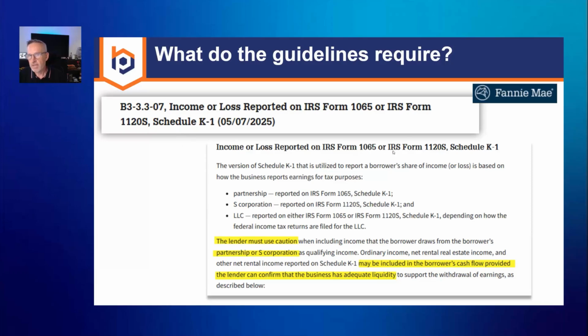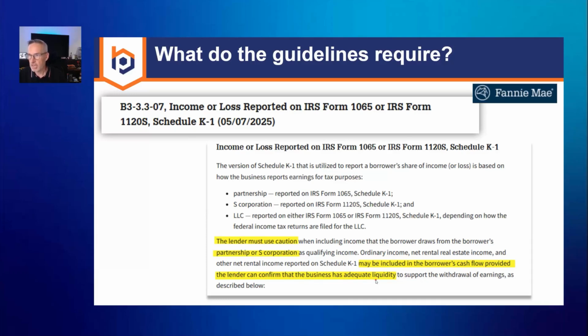If you're going to use money from a 1065 or 1120S, which is our focus today, meaning partnerships or S corporations, which can also be LLCs, look at these words: the lender must use caution. Now that's a weird way to start a guideline. How many other guidelines can you think of that start with that explanation? They don't. So if you want to use partnership or S corporation income as qualifying income, you can use the money from the K1 as long as you can confirm the business has adequate liquidity.